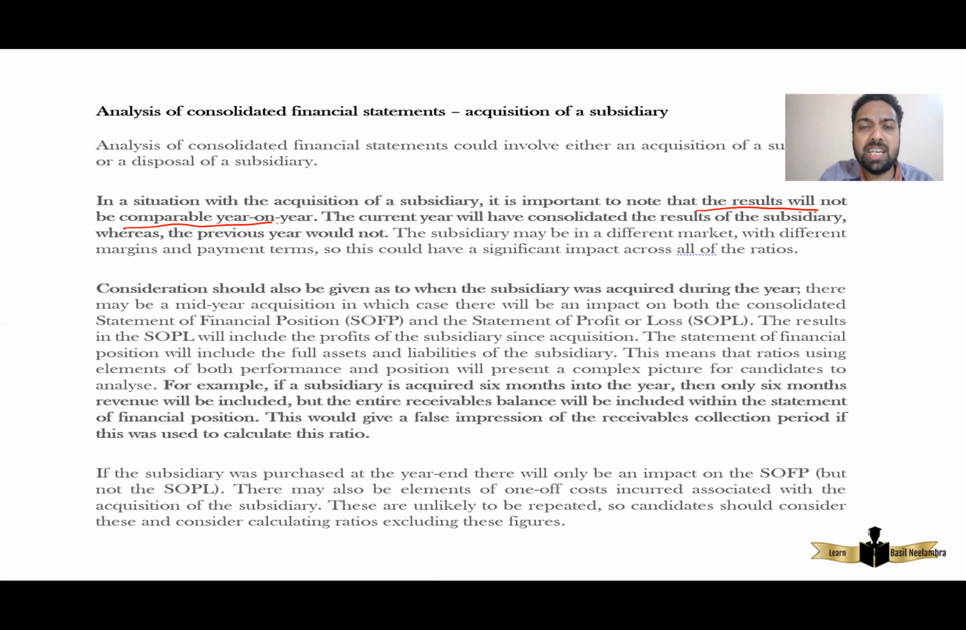And also you have to consider when the subsidiary was acquired during the year, whether it was at the beginning or in the middle. If it was in the middle, then the current year financial statement will have parent plus 6 or 7 months, or as the case may be, of the subsidiary's profit. For example, if a subsidiary is acquired 6 months into the year, then only 6 months of revenue will be included, but all the assets and liabilities will be included. So this will really affect your ROCE.